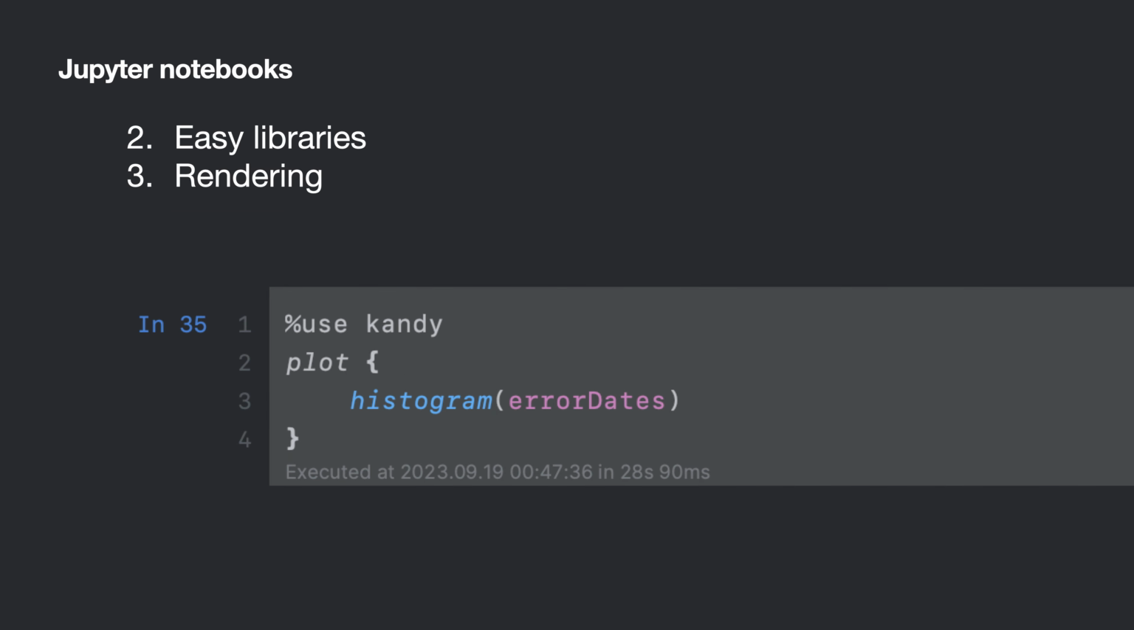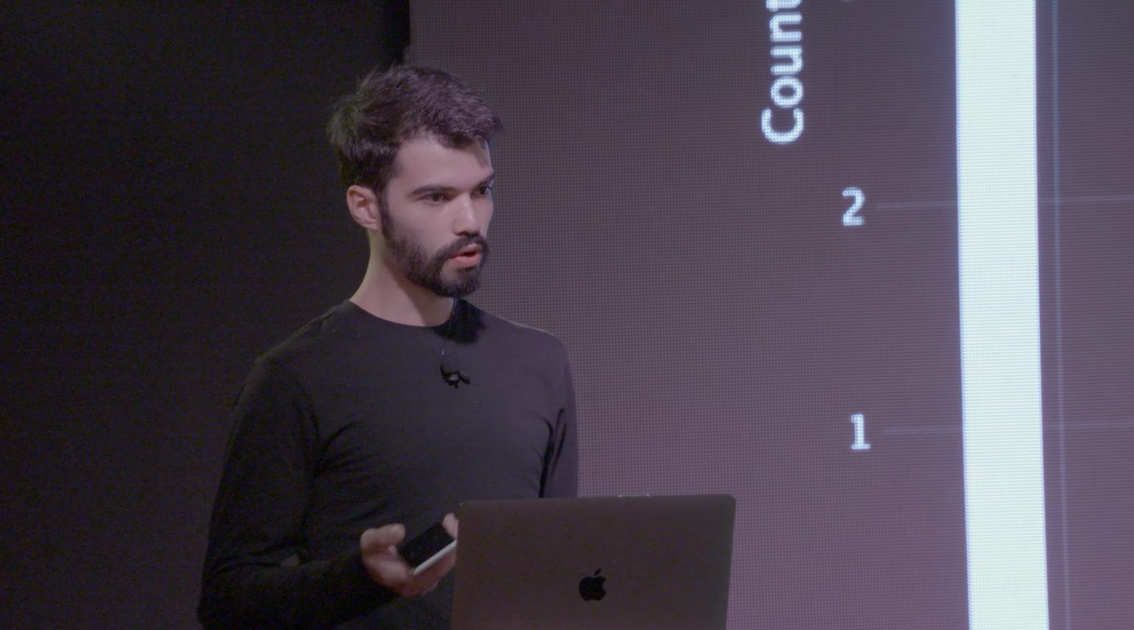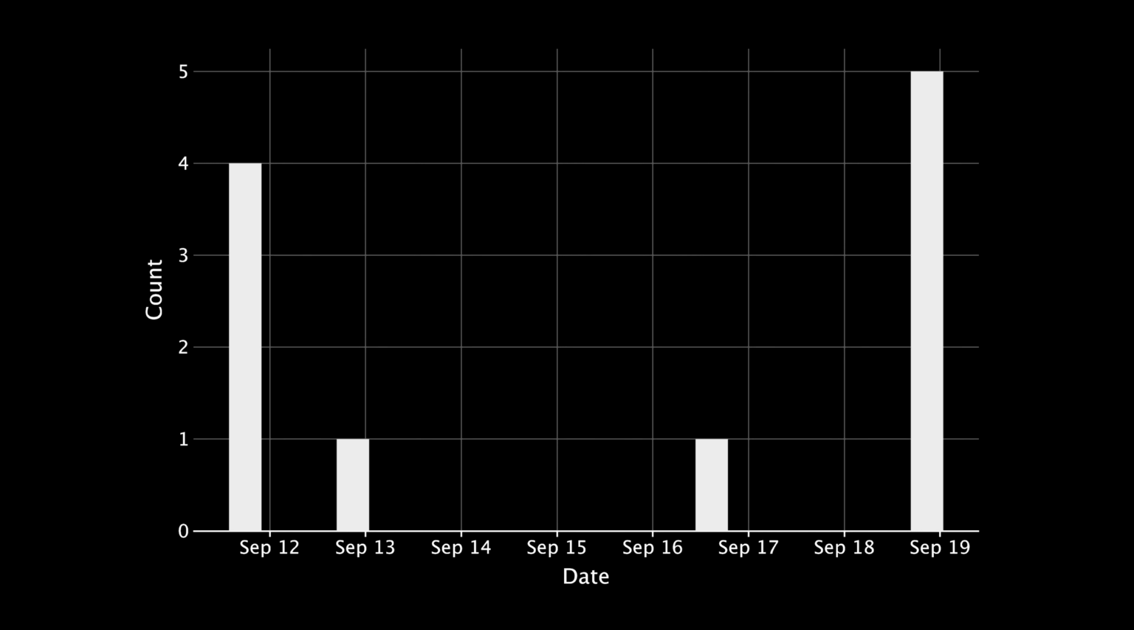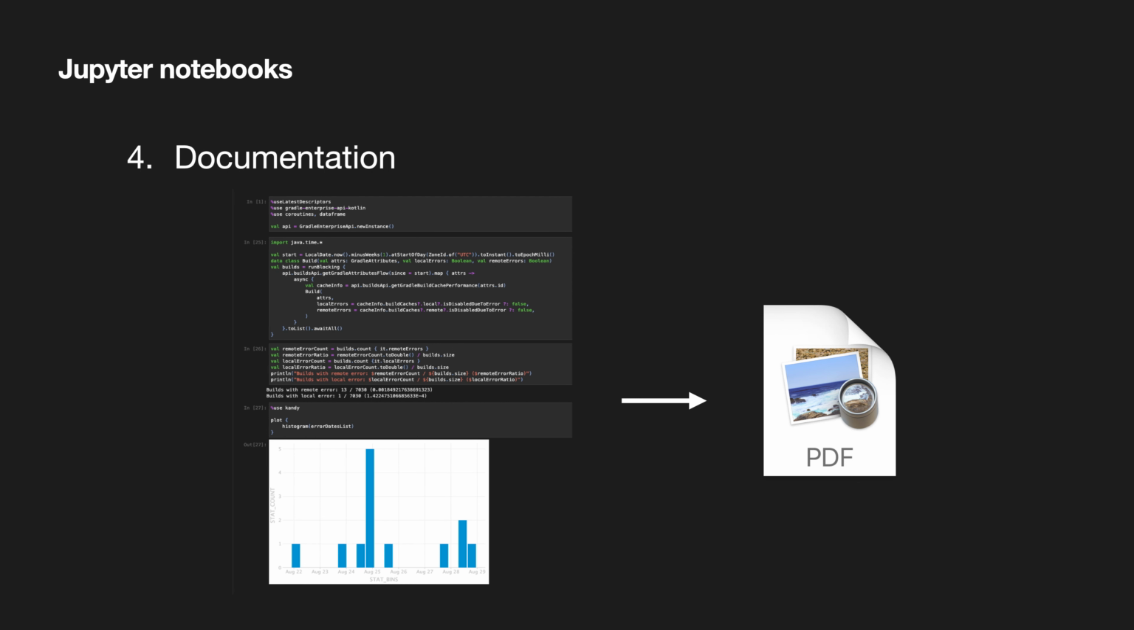And another one would be graphs. You can build your own graphs very easily with this. Kandy is a library also from JetBrains to build graphs, and it will all be rendered right there under our code. So last but not least, you'll be able to wrap all this up, code and graphs, into documentation and use it to document how you approach the investigation.